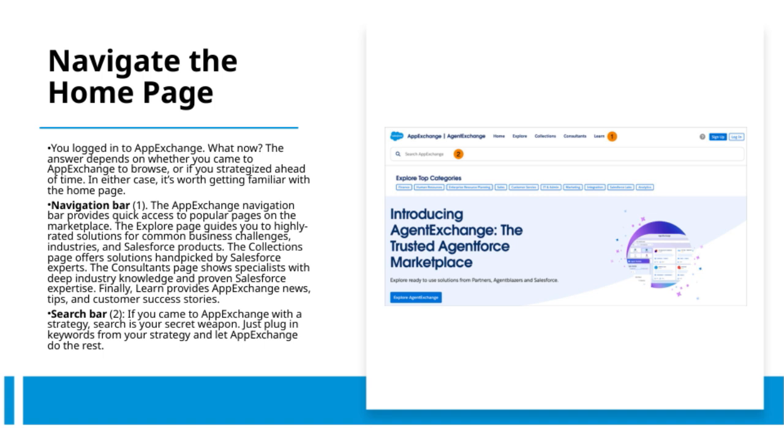Now, if you already have a clear strategy in mind, the search bar is your secret weapon. Just type in relevant keywords related to your goals, and AppExchange will do the heavy lifting for you, presenting solutions tailored to your needs. So, whether you're browsing or searching, getting familiar with the home page really helps you navigate efficiently and find the best solutions for your business.